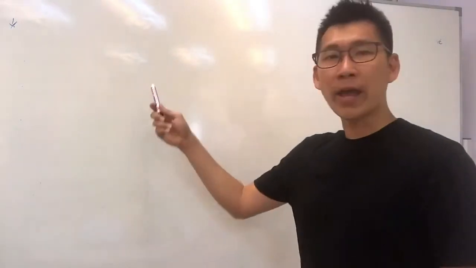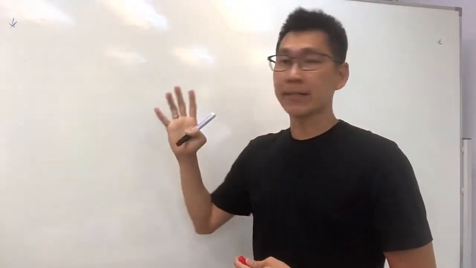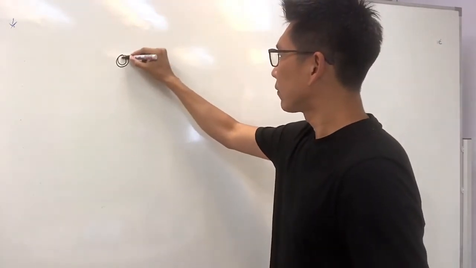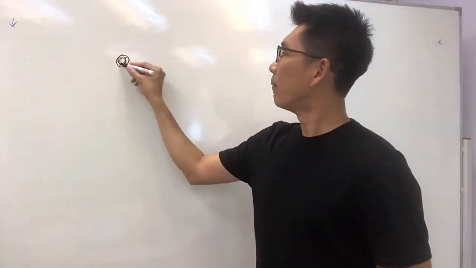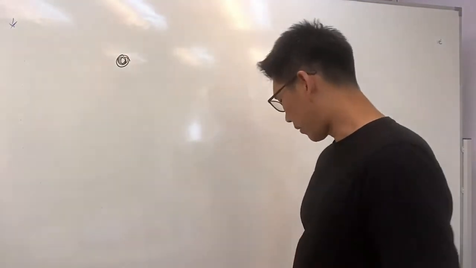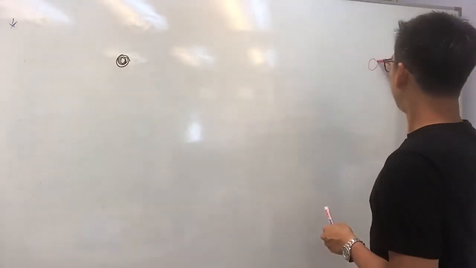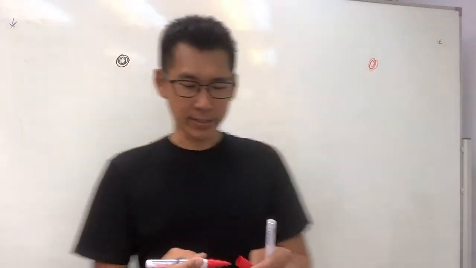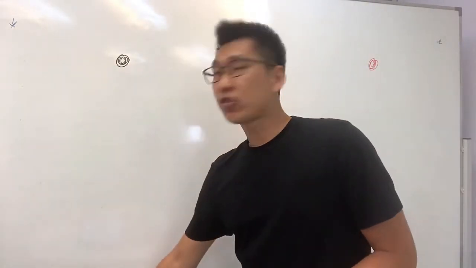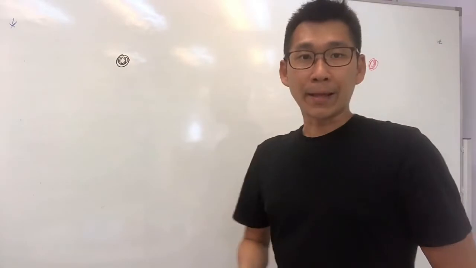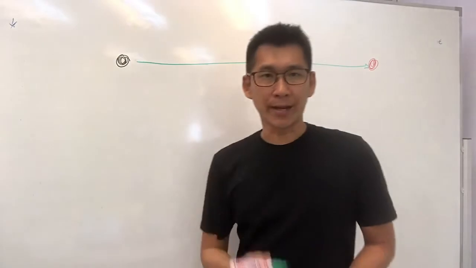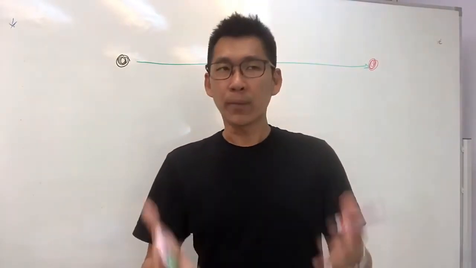So I want you to look at the board because I'll be doing some sketching here so that it's easier for me to teach. Now, there's this one black dot, right? And then there is one red dot here. Can you see that? All right, you can see it clearly. And let's just draw a line from the black dot to the red dot. Just a straight line.